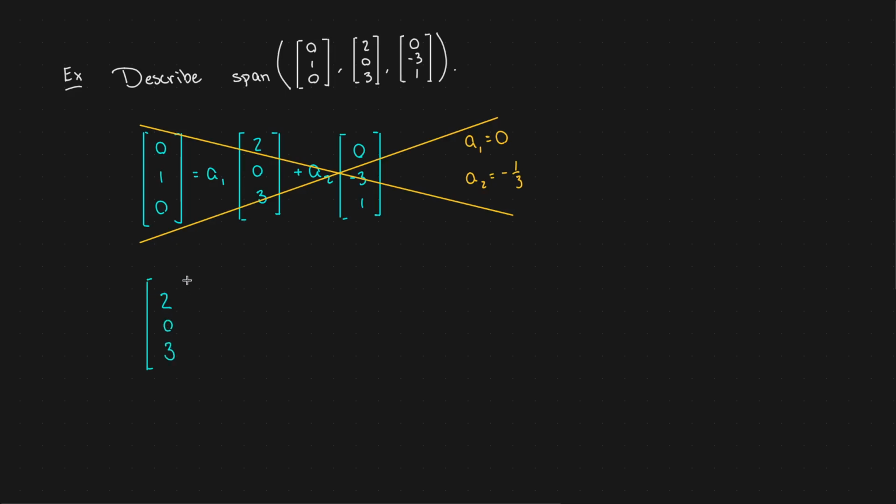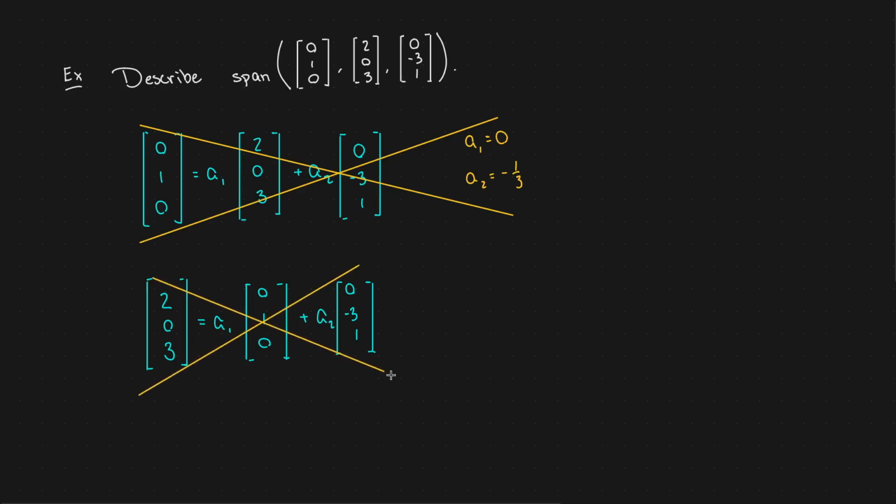Expressing 2, 0, 3 as a linear combination of the other two vectors is impossible. And all you have to do is look at the first line. There's no way I could get a 2 by adding zeros together. A1 times 0 plus A2 times 0 is guaranteed to be 0. Right? So that's impossible. What about the last vector?